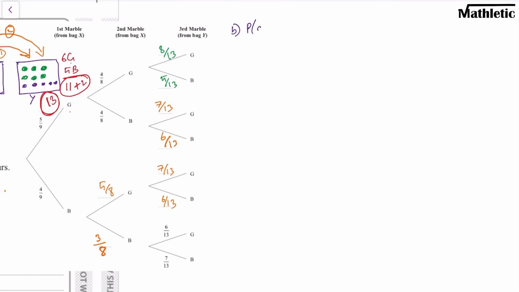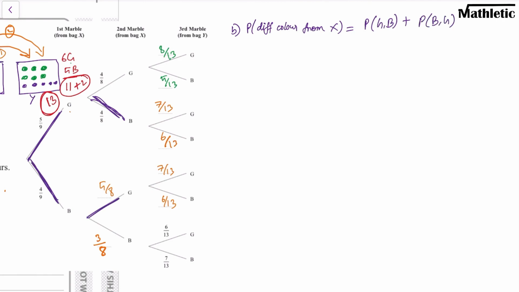So a different color from bag X. So it could be green, blue, probability of green, blue, or the other sequence, blue, green. The first one is blue, the second one is green. So for each branch, you just need to multiply the values.